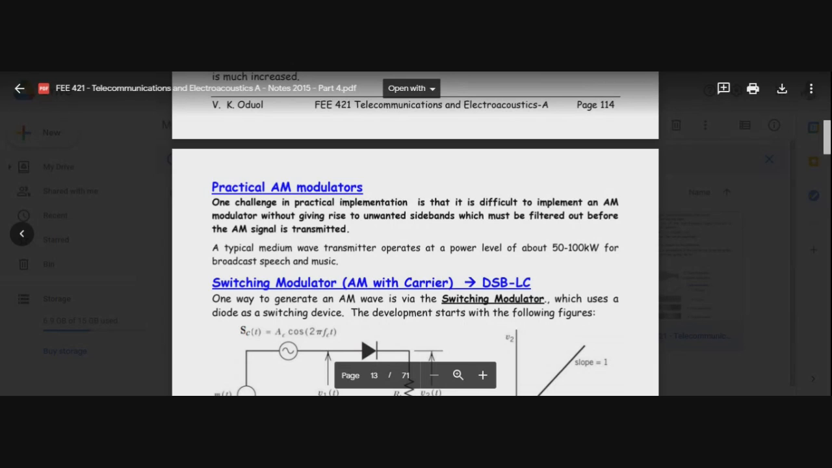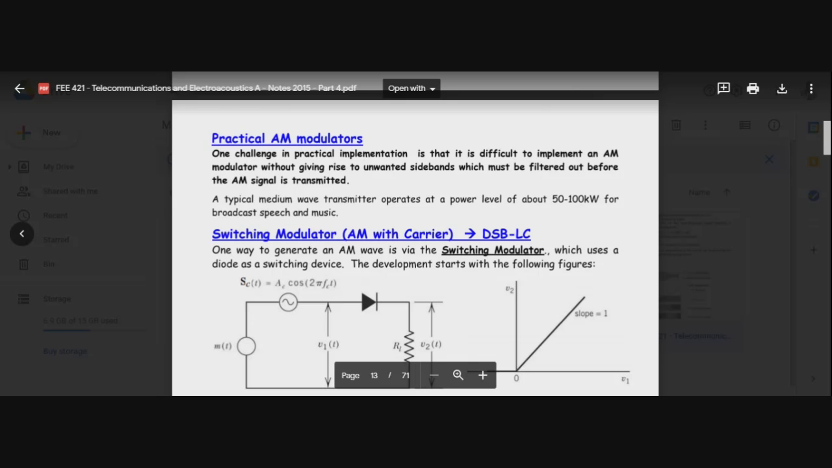Okay, one challenge in practical implementation is that it is difficult to implement an AM modulator without giving rise to unwanted sidebands. So we're trying to think about how to generate. By the way, before I go there, are there any questions? Silence. All right. So it is difficult to get a practical AM modulator.